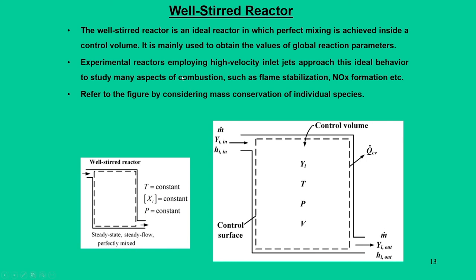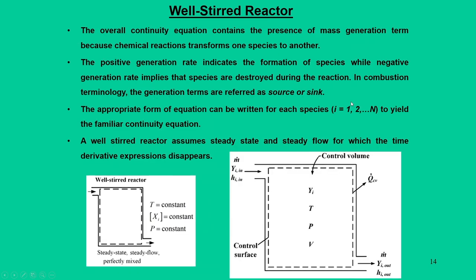So, typically this kind of reactor is employed to study NOx formation behavior and flame stabilization, and here we are looking at the mass conservation of individual species. So, how do you do that? To do that we have to analyze the overall continuity equations in terms of mass generation terms, because chemical reaction transfers mass from one species to another.